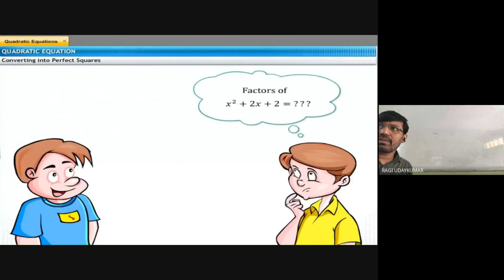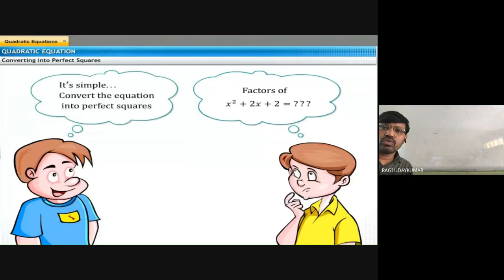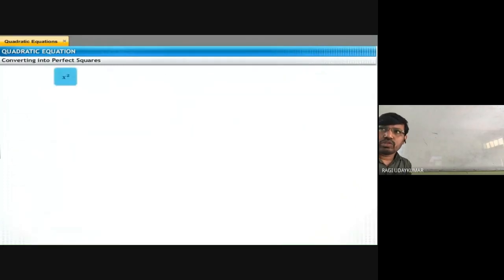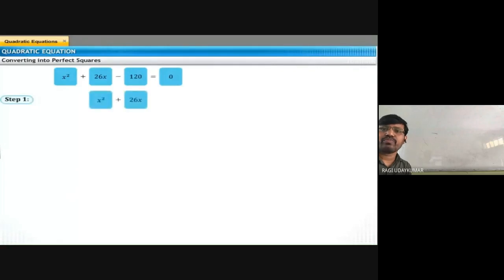Suppose you see that x square plus 2x plus 2 is equal to something is given to you, factorize it. The factors of 2 are one and two. The idea is simply to convert the equation into a perfect square. So how do we convert it into a perfect square? Suppose the equation x square plus 26x minus 120 is equal to 0 is given. First step, you write x square plus 26x is equal to 120.